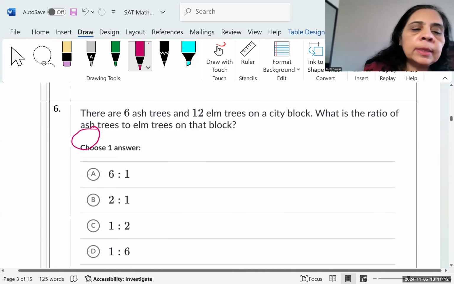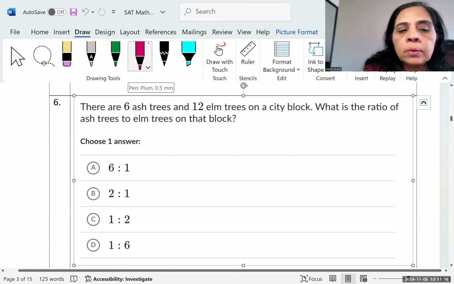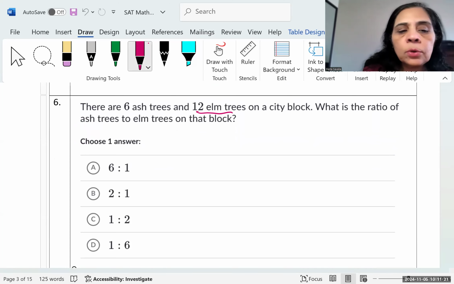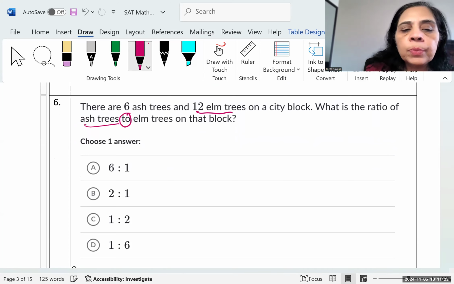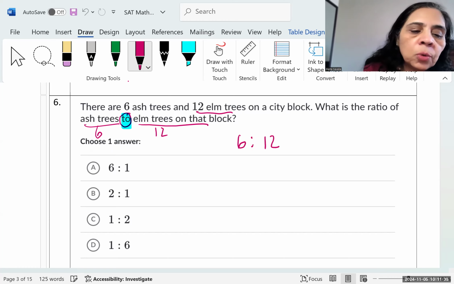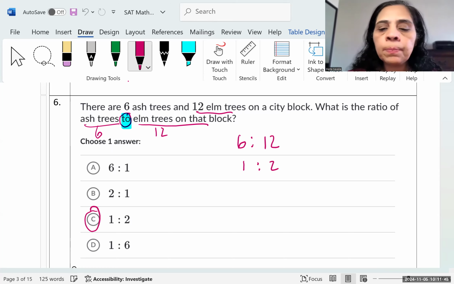All right, let's see. Next one here. Again, we have a ratio question. So we have 6 ash trees and 12 elm trees. What is the ratio of ash tree to elm? Right? So you can just think about how many ash trees we have, 6, and how many elm, 12. So we can write 6 colon 12. We don't have any of this. So we can simplify, we can reduce, we can divide by 6. So we can see 1, 2. We have answer choice C.